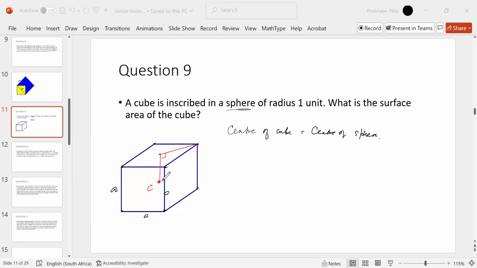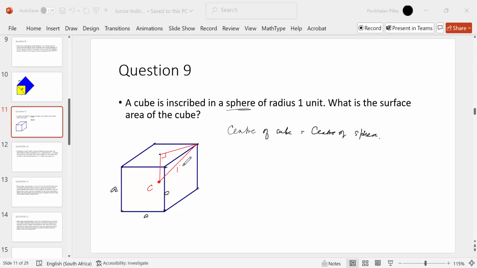All right, so we've got, see, this is the center of the sphere, and this point is on the surface of the sphere. So then this line here has to be the radius. This is your radius, and it is equal to 1. It's given that the radius is 1.